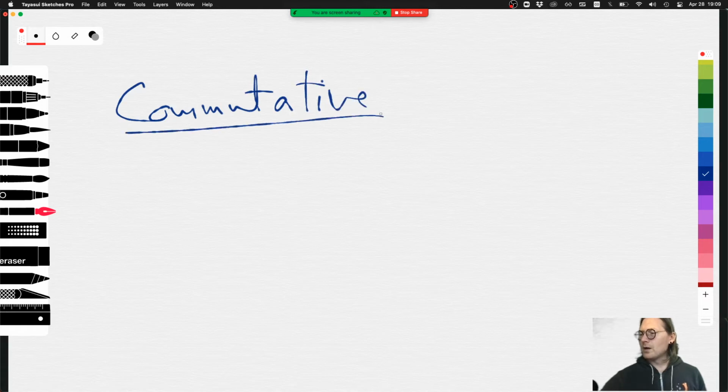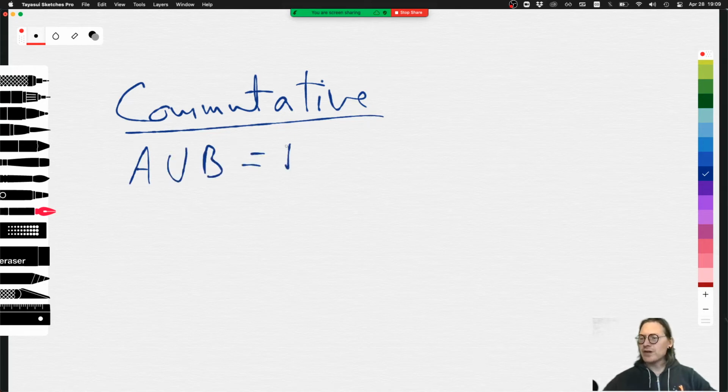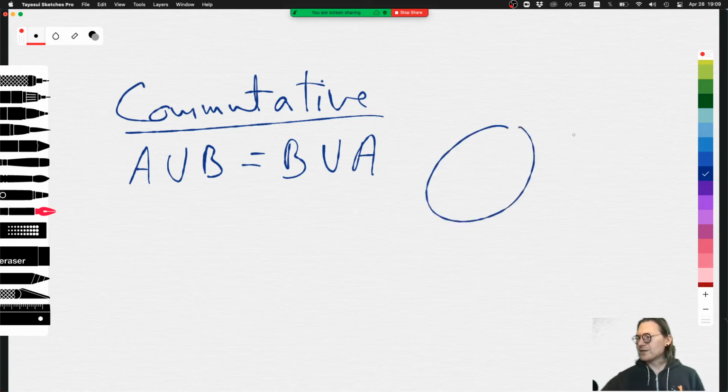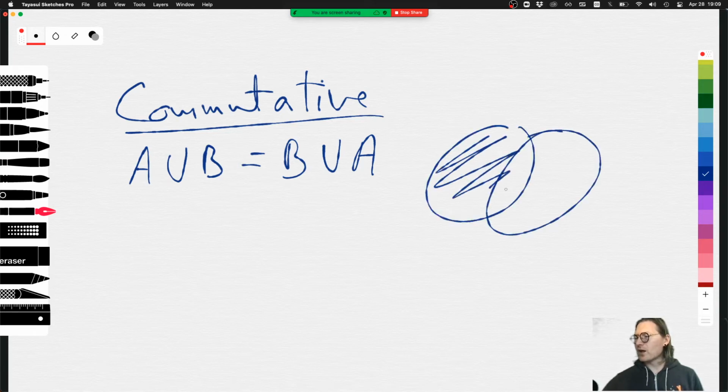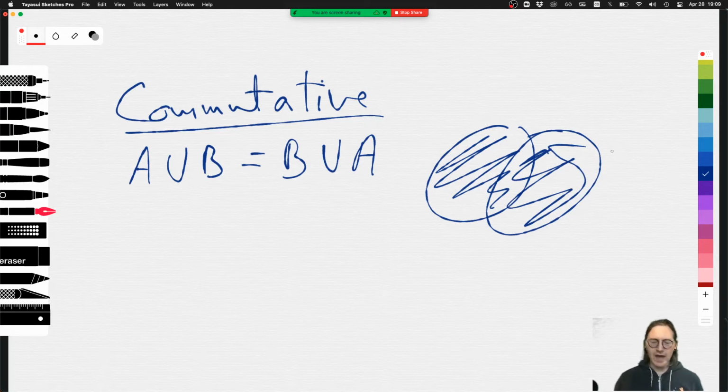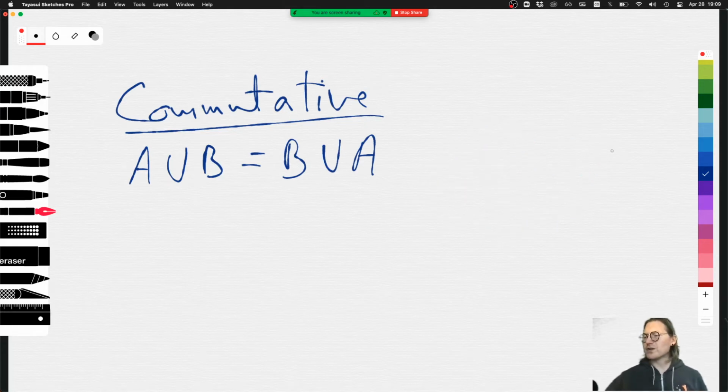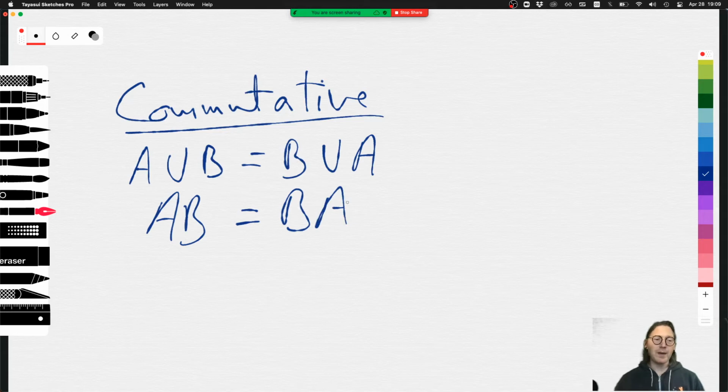So what do we mean by this? Well, if we have the union of A with B, that is going to be the same thing as the union of B with A. That just makes sense, right? No matter how we arrange that, it's not really too much of a concern. And by the same reasoning, the intersection of A with B is the same as the intersection of B with A.